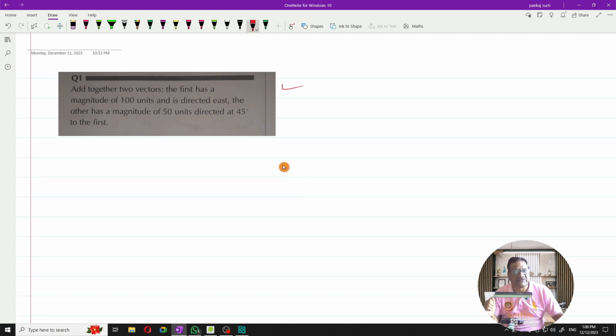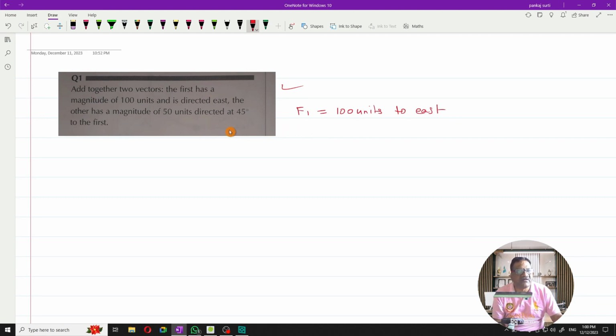Okay, so first let me tell you the strategy to work out this particular question. The first thing you should realize is this is a question based on the addition of two vectors. Add together two vectors. The first has a magnitude of 100 units. So suppose the first vector I am taking as F1, and its magnitude is given as 100 units, and its direction is towards the east. Okay, to the east direction, right?